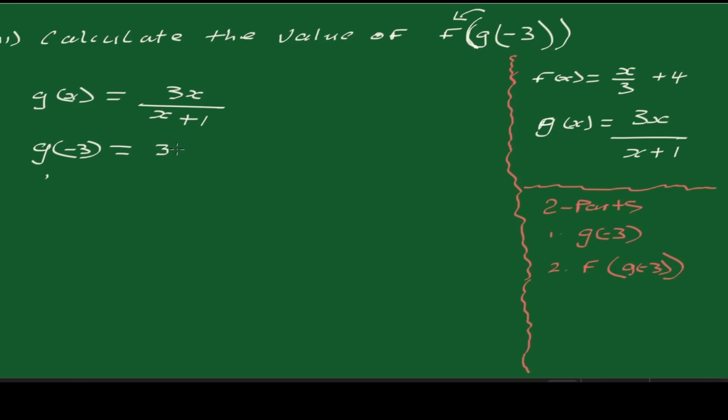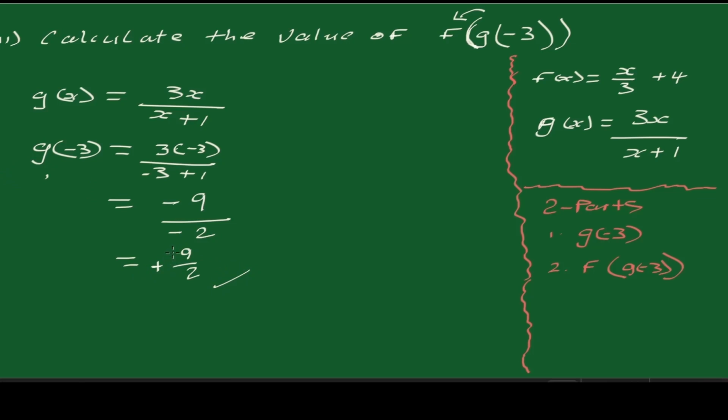So it's 3 multiplied by negative 3, so it's 9, divided by negative 2. 9 divided by negative 2 will give me 9/2. Remember, a negative divided by a negative will give me a positive answer. So this answer is eventually a positive answer, because again, minus divided by minus means the answer will be positive. So g(-3) equals 9/2.